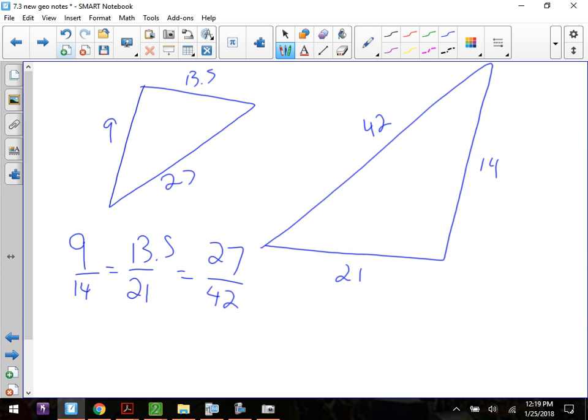And when you check it in the calculator, some of these might give you decimals, some of them might give you fractions. As long as they're always the same decimal, or as long as they're always the same fraction, doesn't it work? Yeah. So if I check that, see, 9 over 14, 13.5 over 21, and then 27 over 42. Hey, look at that. They all come out to be the same. It's 0.64 and change. So this would be a yes, side, side, side.